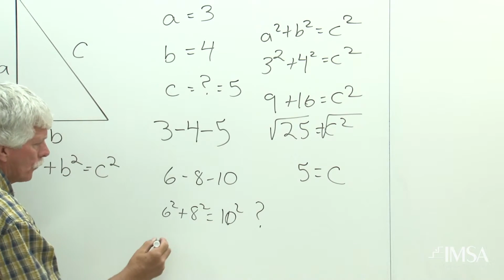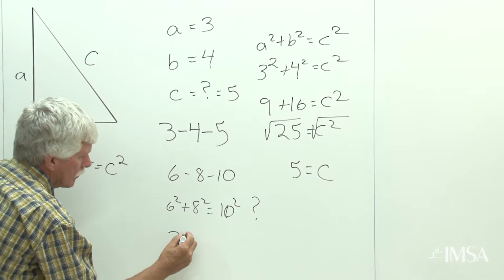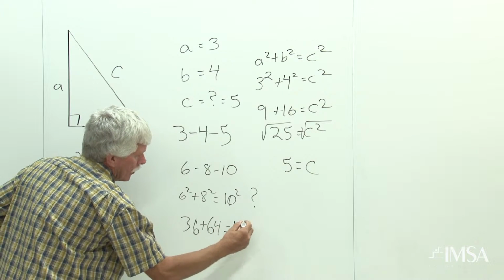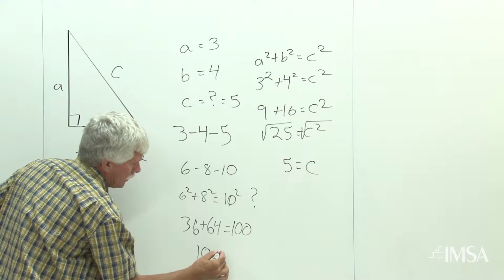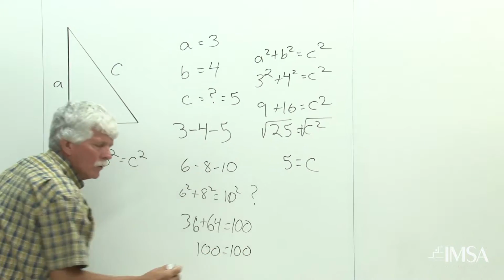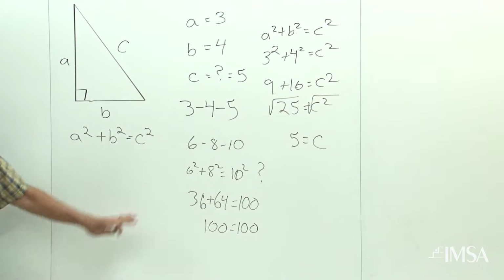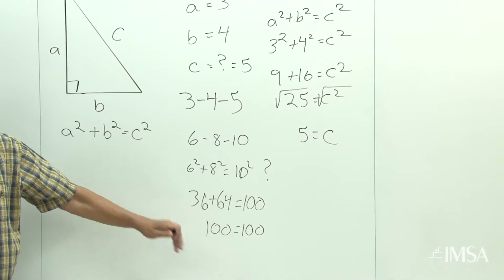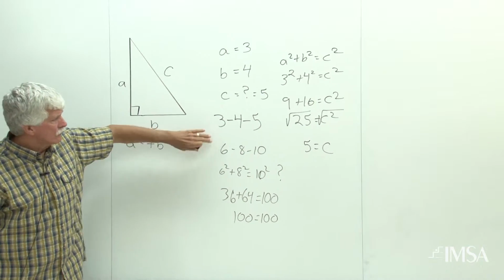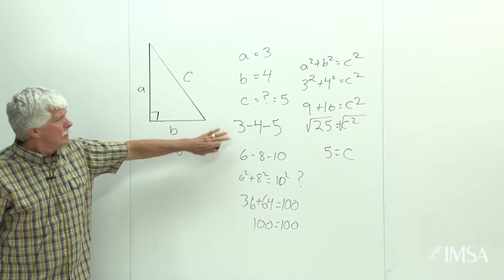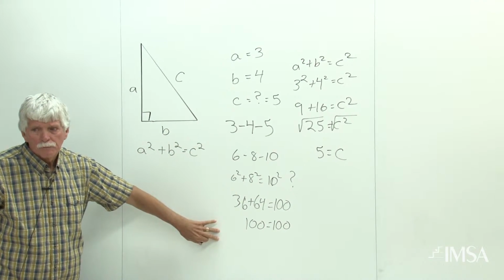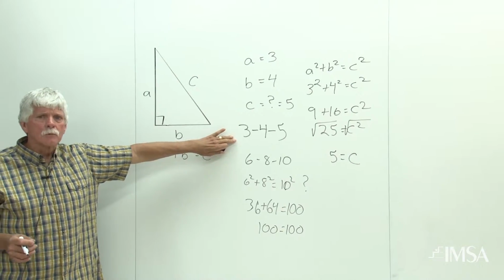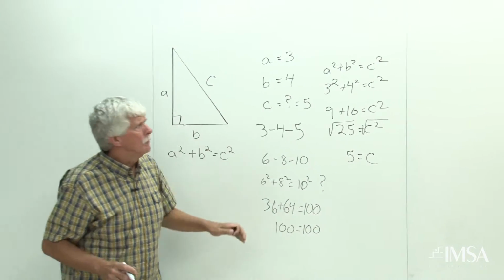That's our question. We have 36 plus 64 is 100. Add them together, and indeed it works. So anytime we multiply 3, 4, and 5 by a number, and that's called a scale factor, this was a scale factor of 2, we have a triple. Now, a lot of people know about the 3, 4, 5, but there are other Pythagorean triples of which you should be aware.